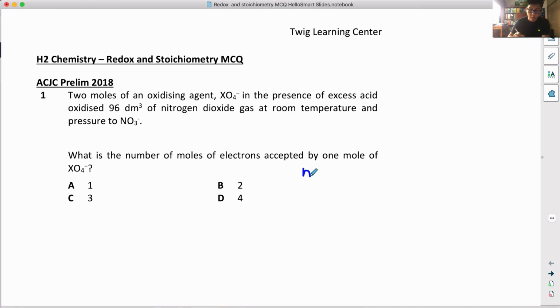What's the number of moles of NO2 to the number of moles of XO4 minus? And I have to write the half equation for NO2 to NO3 minus. So NO2 becomes NO3 minus. So this is being oxidized.